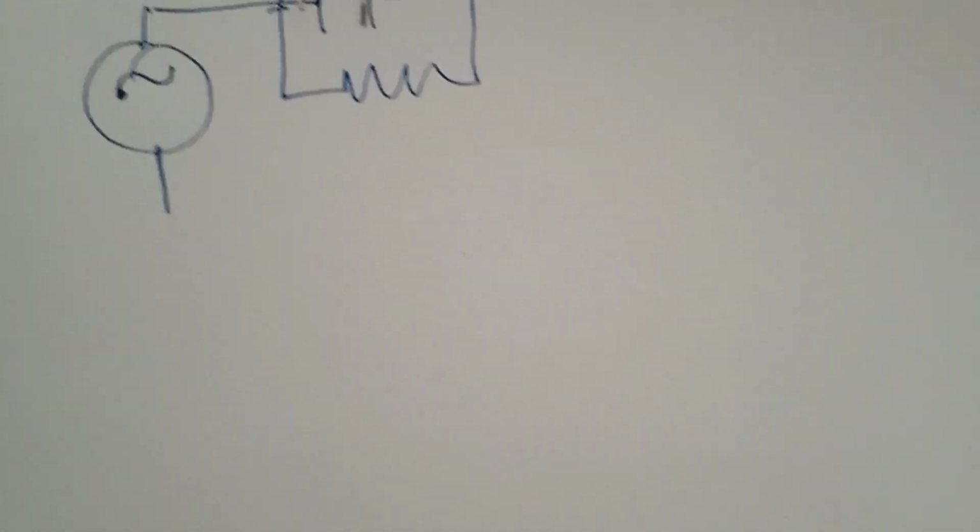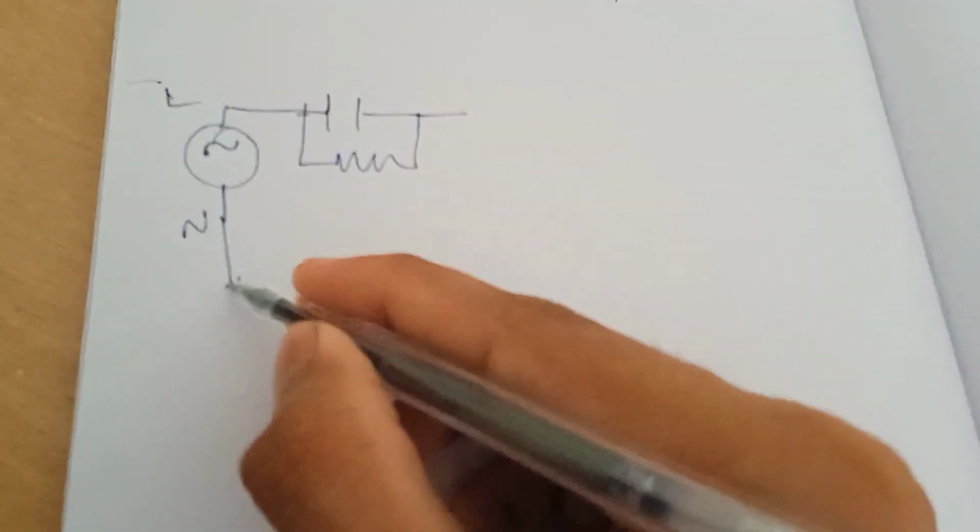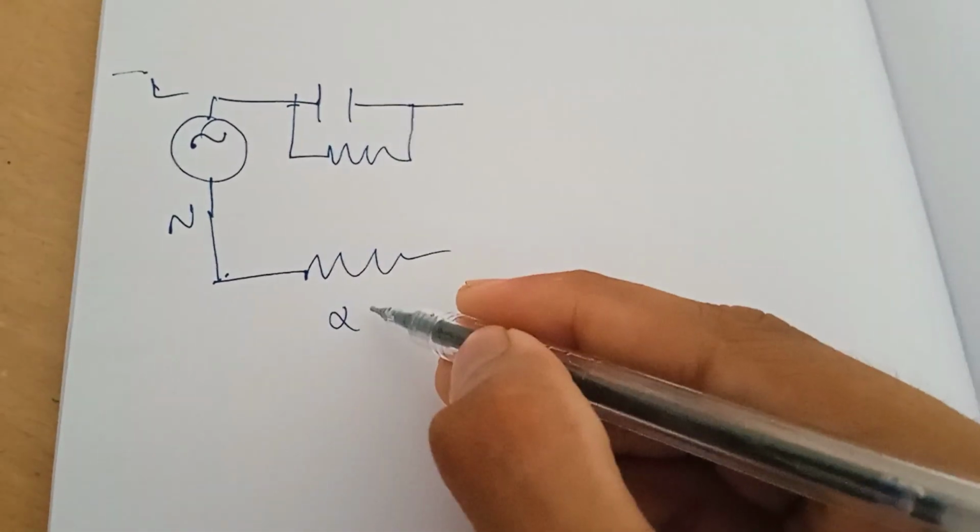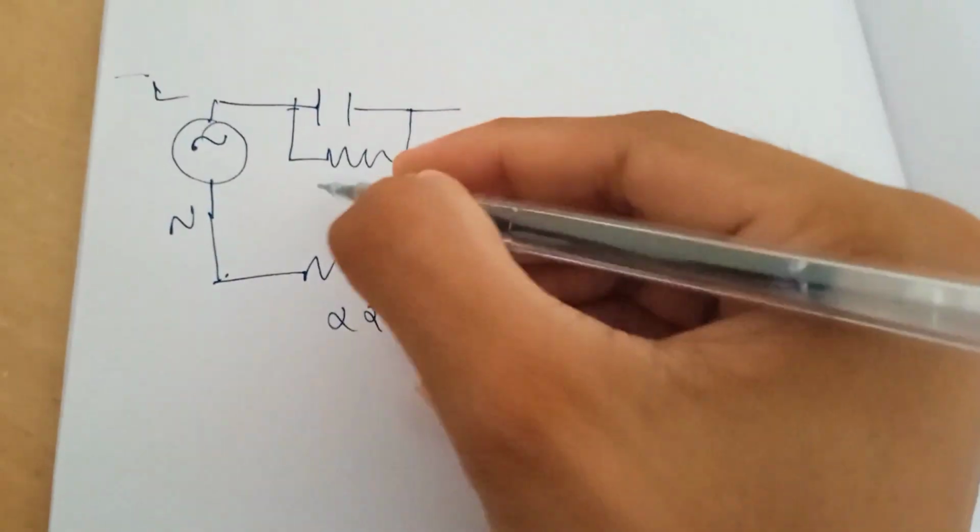I will be connecting it like so, and here comes the resistor. Then let's keep it away. Again, for the neutral, this is live, this is neutral, and here comes a resistor. This is 220 ohm, and this is 100k, and this is 47 nanofarad. Okay, this much is done.